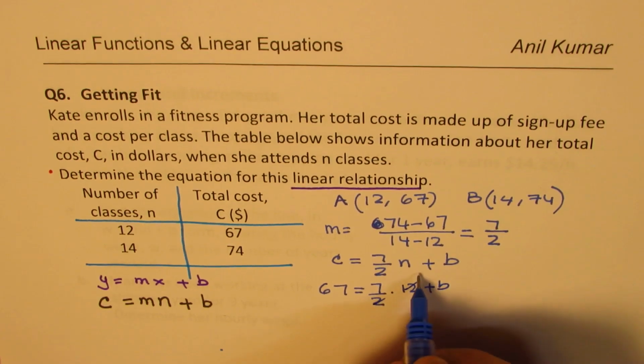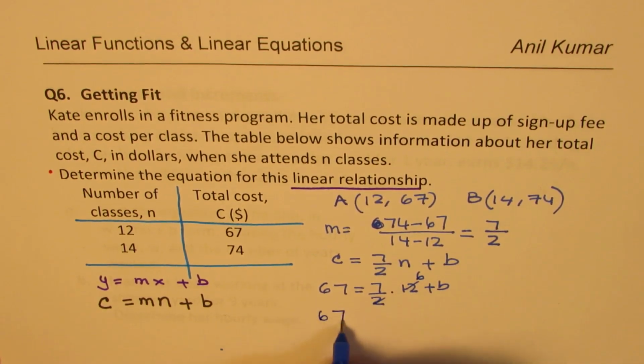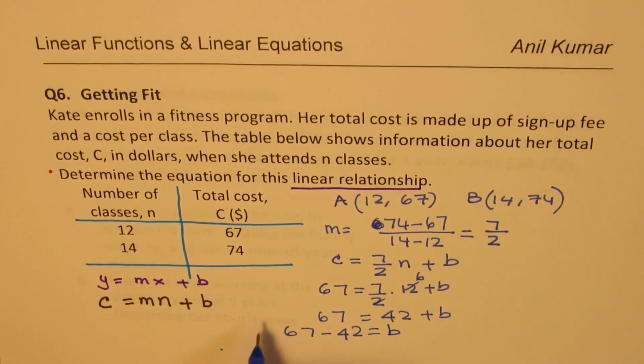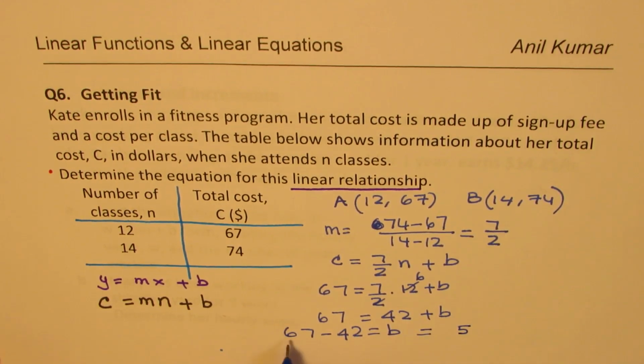So that cancels. You get 6 here. So 67, and that is 42 plus b, or the value of b is 67 minus 42. So we get the value of b as equal to, from 7 it takes 12, is 2 is 5, and then from 6 it is 25. So you get the value of b also.